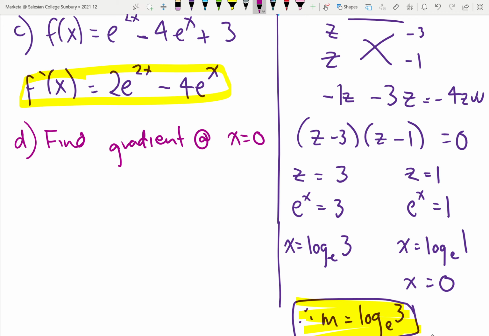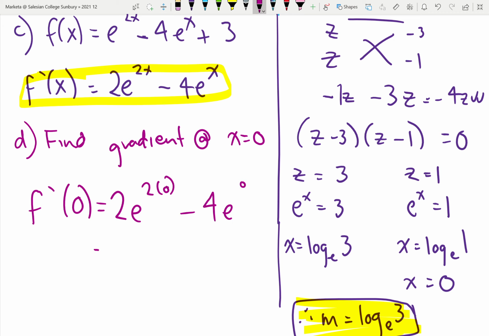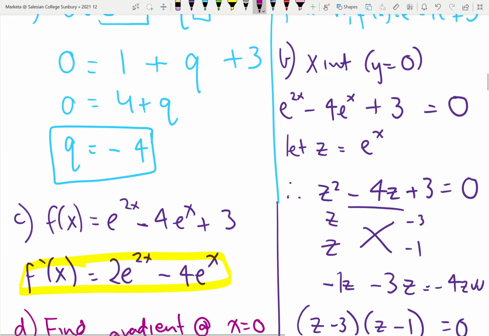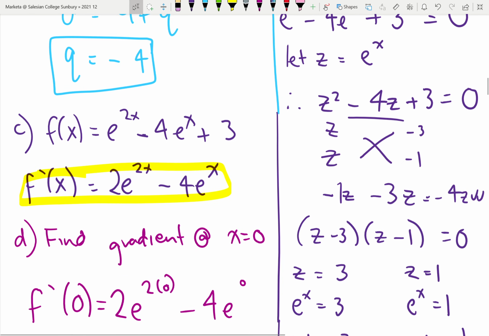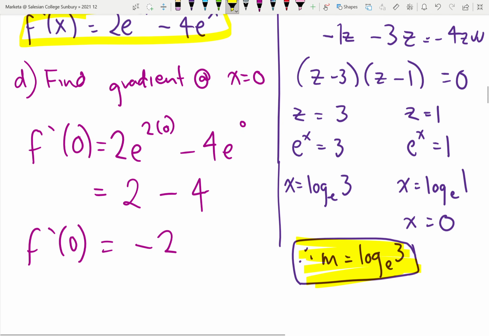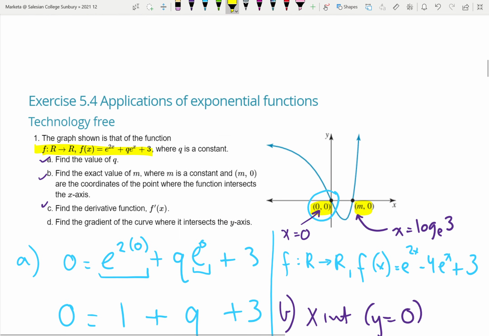So the gradient at 0, 0 is going to be f dash of 0 equals 2e to the 2 times 0 minus 4e to the 0, which is 2, since e to the power of 0 is 1, minus 4 times 1, which is minus 4, so it's -2. So f dash of 0 is -2. So the gradient at the point where the curve intersects the y-axis, or at x equals 0, is -2. All right, so that's question 1.